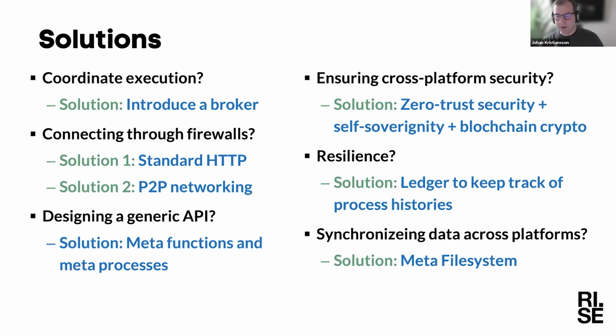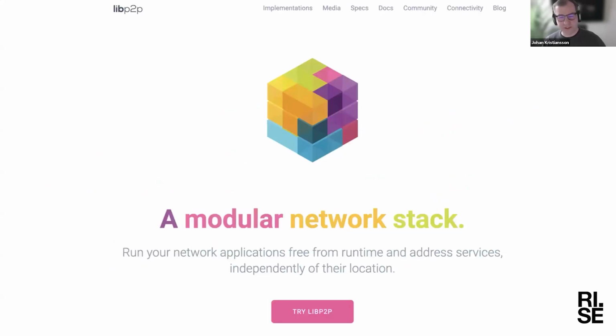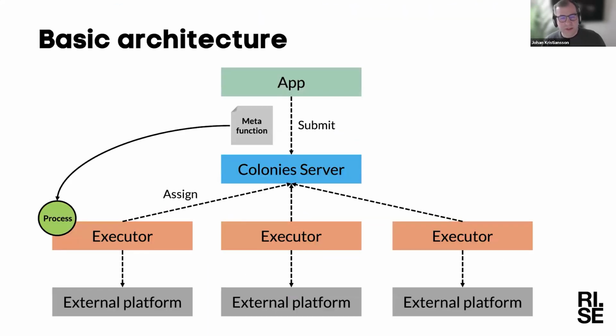And I will not spend so much time on this, but I would just like to highlight this data problem. A large part of ColonyOS is a meta file system that will enable synchronization of data in the continuum. And this is the network stack that I'm working on. It's coming from blockchain. It's quite interesting. You can just look it up if you are interested in learning more about it.